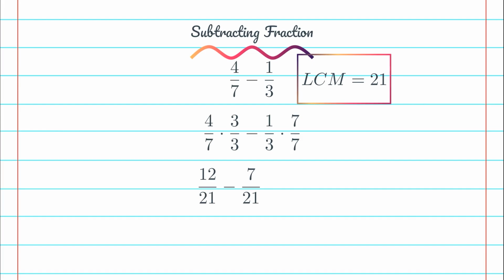Now that the denominators are the same, we can just subtract the fractions. After subtracting the fractions, we get 5 over 21. You'll understand it better when you try some by yourself.